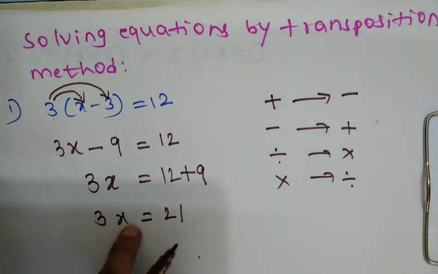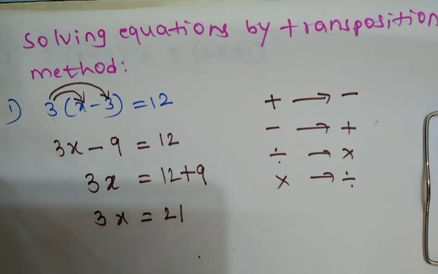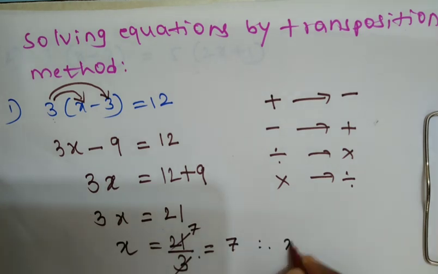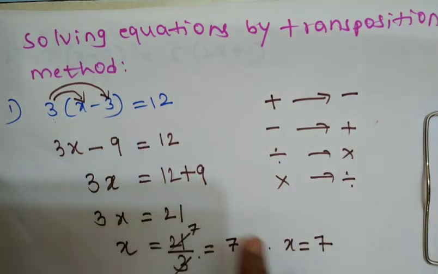Now 3 times x is equal to 21. But here multiplication is there. So when you take 3 to the right side, when 3 changes its side, when you transpose 3 to the right side, then it becomes division. That is x equal to 21 by 3. Now 3 sevens are 21. So what are you getting? 7. Therefore x equal to 7. That is, 7 is the solution of this equation.